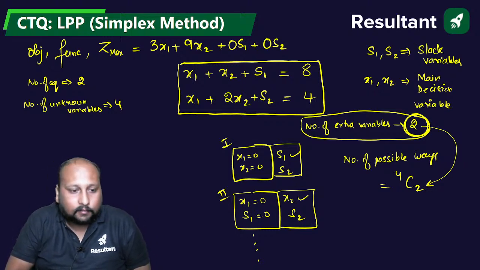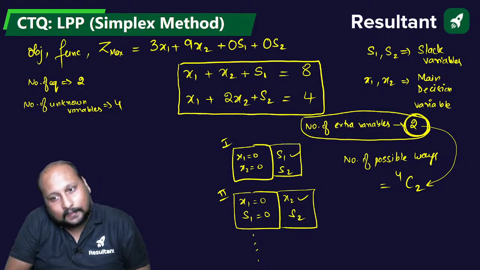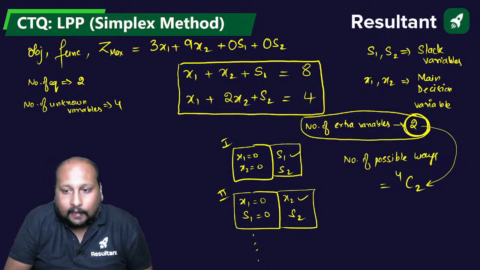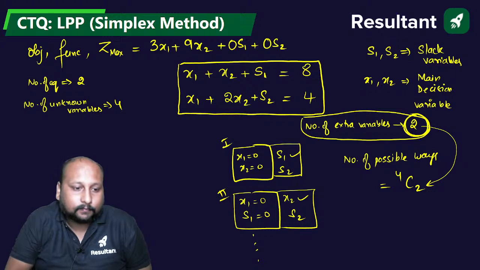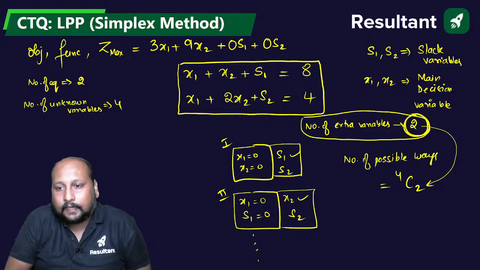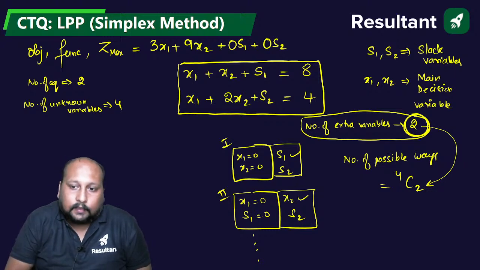You all have studied permutation and combination, right? I hope so. Everyone knows the value. 6. Everyone is agreeing with the 6. Yes, right? 6 ways.